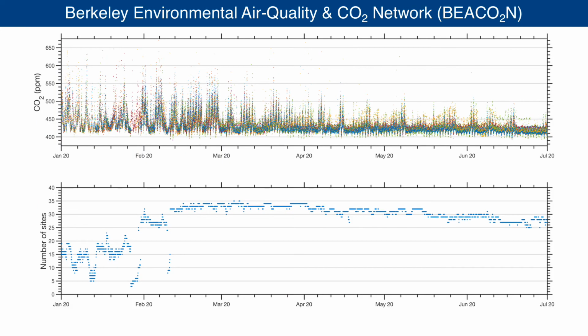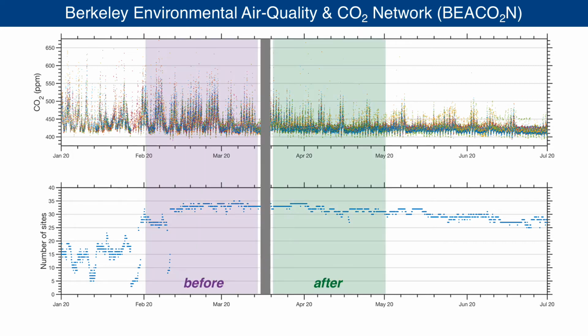What I'm showing here are the measurements from all the Beacon nodes from January to July 2020 on the top as different colors, and the number of active sites on the bottom panel. Our group did some site maintenance on the network at the beginning of the year and, rather fortuitously, got many of the sites back online in mid-February before COVID-19 shutdowns occurred. The gray bar indicates the first week of shelter-in-place, and for this work, I'm going to focus on two time periods, 6 weeks before shelter-in-place and 6 weeks during the order.